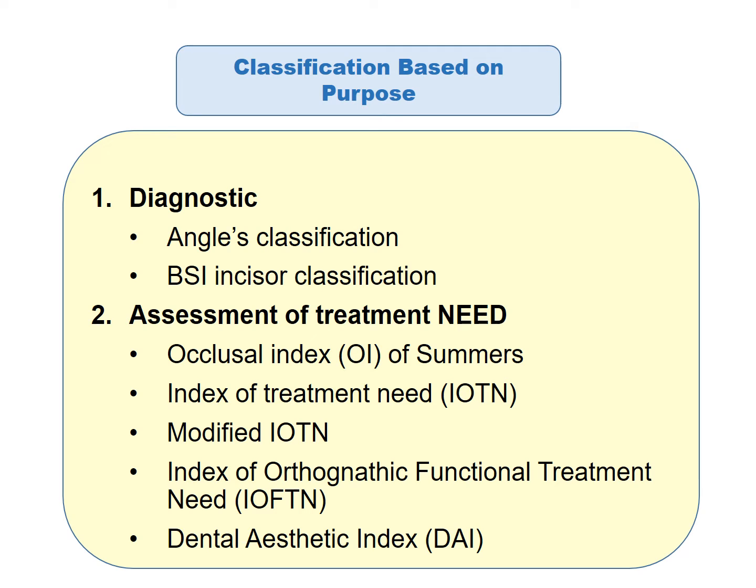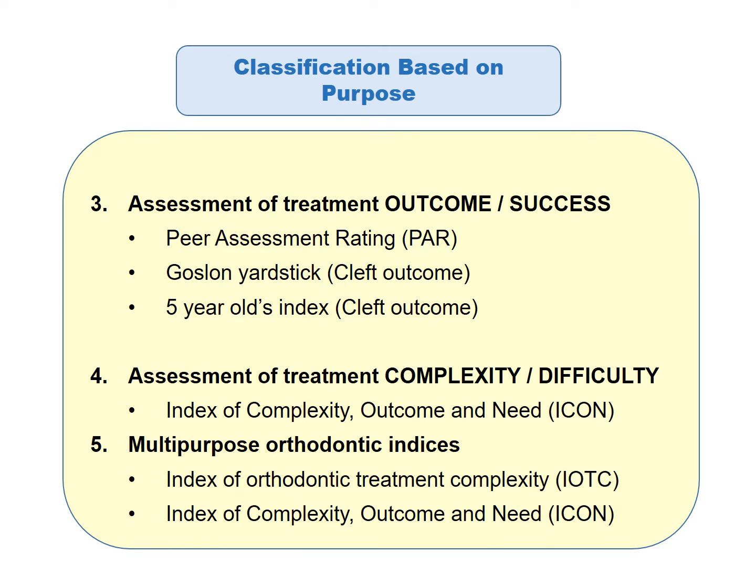Under this, we have the occlusal index of Summers, the index of treatment need, or by its acronym IOTN, the modified IOTN, the index of orthodontic functional treatment need, or IOFTN, and the dental aesthetic index, or DAI. The third purpose of using an index is assessment of treatment outcome or success, and under this group we have the peer assessment rating, or PAR.